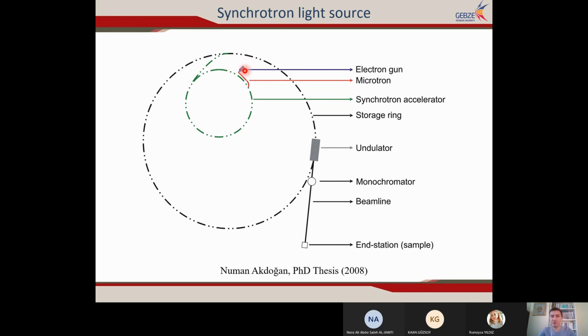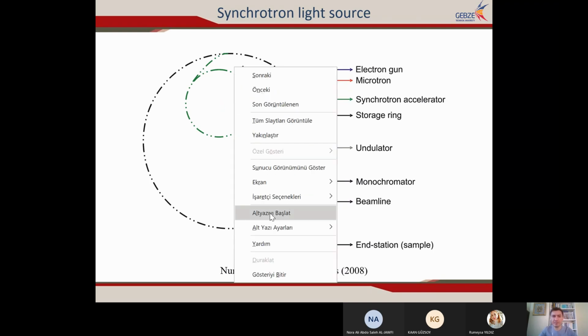Here we have an electron source, we produce electrons, and then we accelerate electrons in a linear stage here. This is called the microtron. And within this linear stage, we have linacs, linear accelerators. I will go into detail in the forthcoming transparencies. Within the microtron, electrons are accelerated up to energies of MeVs. Let me draw here, energies up to MeVs.